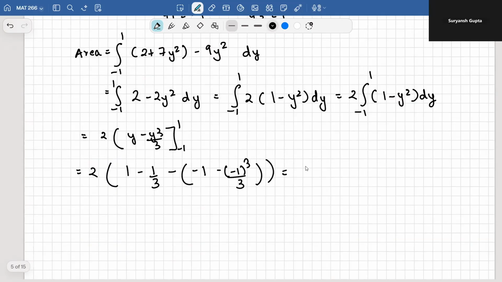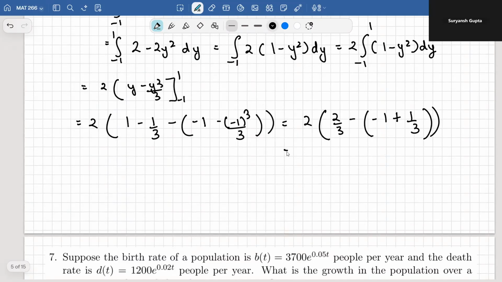Now that I simplify this further, I get 1 minus 1 by 3, which is 2 over 3, because 3 over 3 minus 1 by 3 is 2 over 3, minus -1. -1 cubed gives me -1, and then when I open the bracket with the negative sign outside, I get a plus. And then I can go ahead and simplify this further. I would get 2 over 3, minus 1 plus 1 by 3, which is minus 3 by 3 plus 1 by 3. So I have -2 over 3.